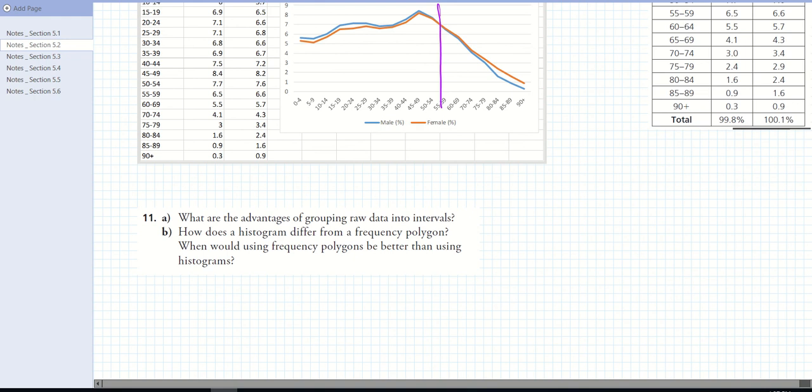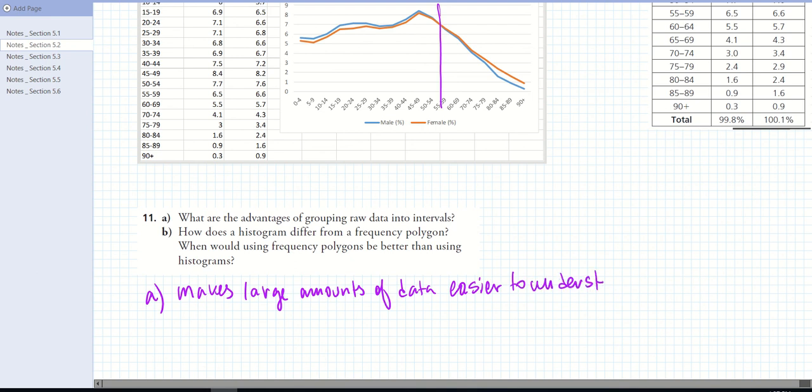So the advantage is that you can easily manage large amounts of data. So for part A, you can say something along the lines of that it's easier to manipulate large amounts of data. So it makes large amounts of data easier to understand, okay, or interpret.